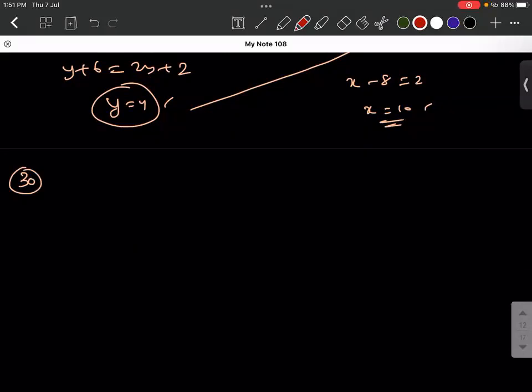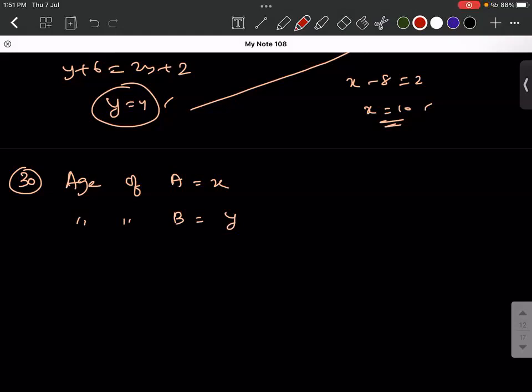30th. A says to B, my present age is 5 times your age when I was as old as you are now. Okay. Age of A is x and age of B is y. So how to solve this?